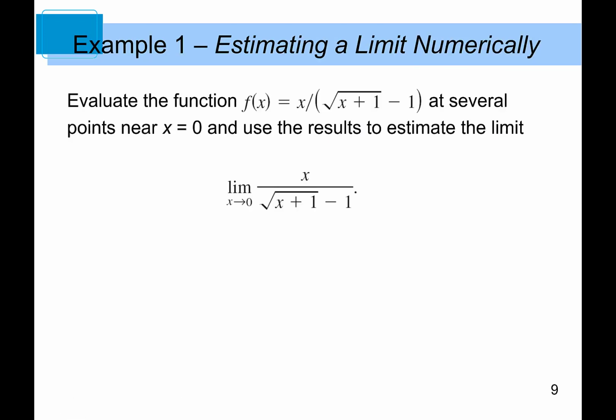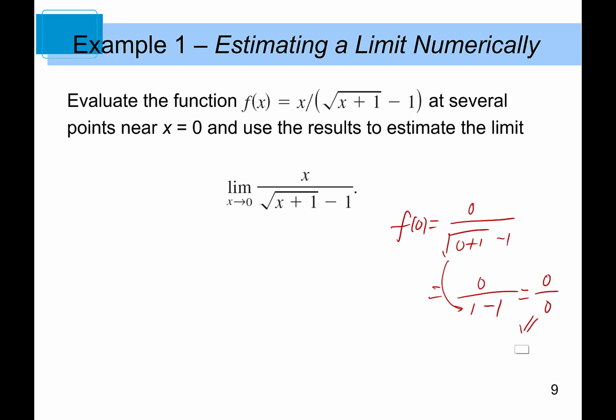So let's take a look at evaluating the function f of x equals x over the square root of x plus 1, minus 1, at several points near x equals 0, and then use the result to estimate the limit. If you do the direct substitution, meaning you just plug in x equals 0 into this function, you're going to have 0 over the square root of 0 plus 1, minus 1. So 0 over 1 minus 1. The square root of 1 equals 1, and 1 minus 1 is also 0. So we have 0 over 0. This is what we call an indeterminate form.